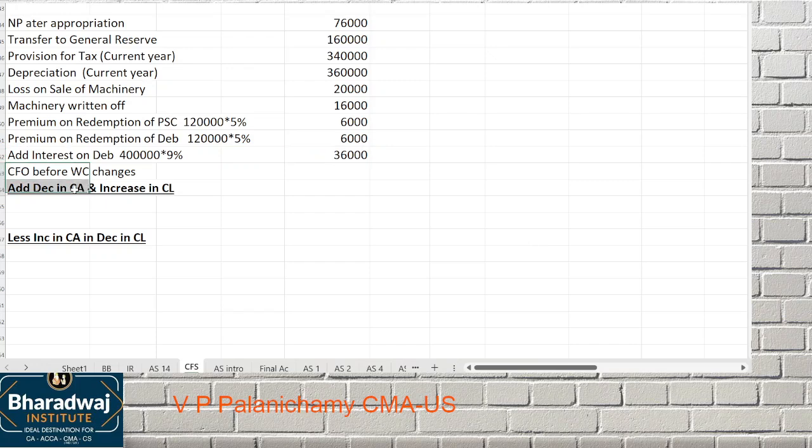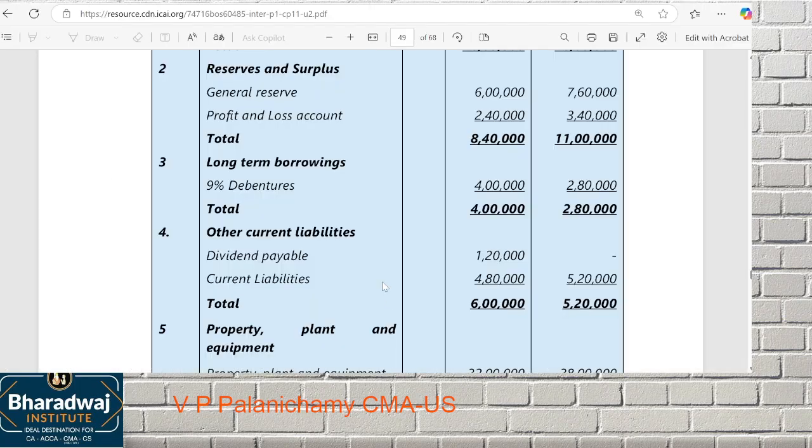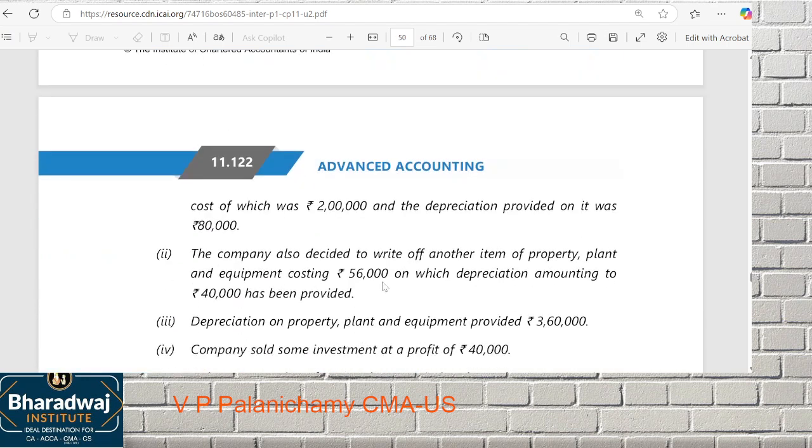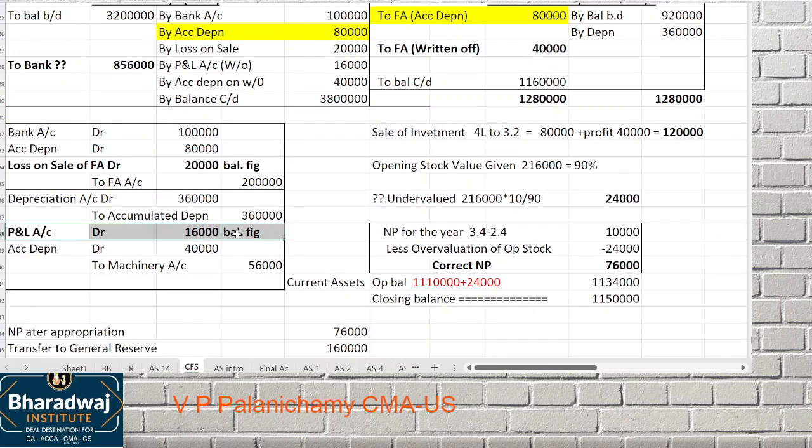Then, what is the machinery written-off cost? 56,000. How much accumulated depreciation has already been provided? What is the book value now? What is the loss? 16,000. Otherwise, look at the journal entry: P&L account debit 16,000 and accumulated depreciation 40,000. The loss to the company is only how much? Is it 56,000 or 16,000 only? It is only 16,000.